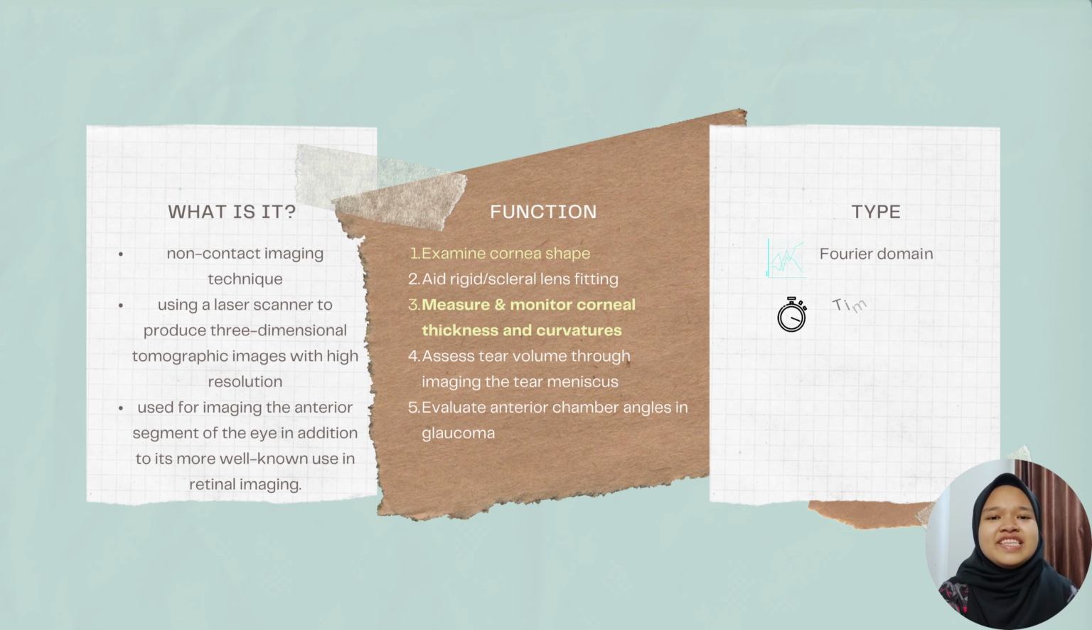So OCT, what is it? Optical coherence tomography, or OCT, is a non-contact imaging device. It uses a laser scanner to produce 3D tomography images with high resolution. It is used for imaging the anterior segment of the eye, in addition to its more well-known use in retinal imaging. So the functions of the OCT are to examine corneal shape, aid rigid scleral lens fitting, measure and monitor the corneal thickness and curvature, assess tear volume through imaging the tear meniscus, and evaluate anterior chamber angles in glaucoma. There are two types of it, which are the Fourier domain and the time domain.